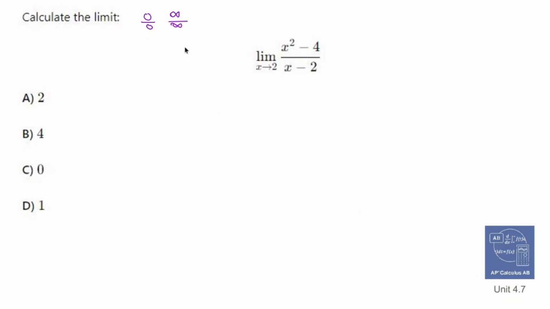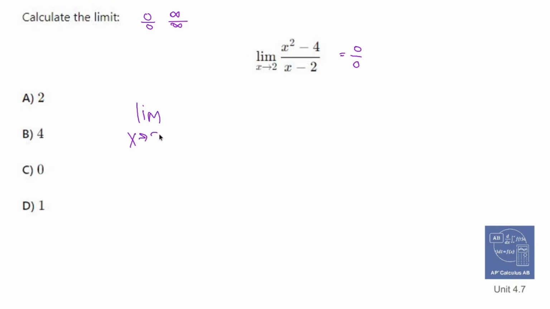L'Hopital's rule says that if I were to plug in 2, I would get 2 squared minus 4, which would be 0 on top, and 2 minus 2, which would be 0 on the bottom. That is an indeterminate form. Okay, that's bad. So I can't plug in 2. Now, I'm not going to factor, because L'Hopital's rule says that I can just take the derivative of the top.